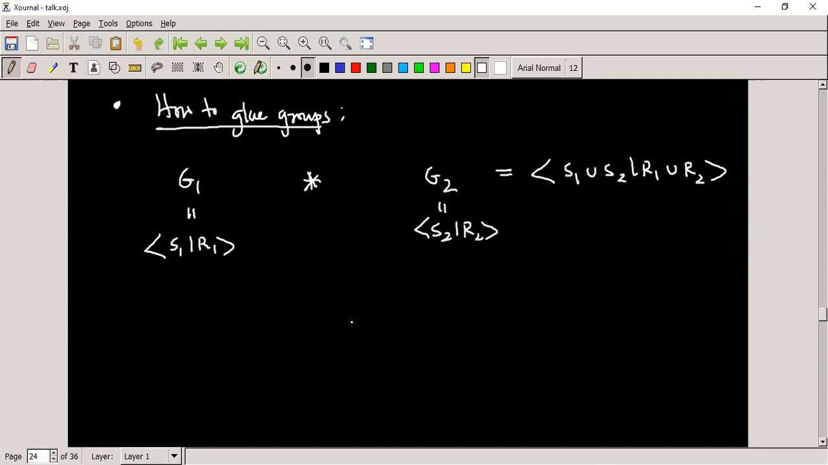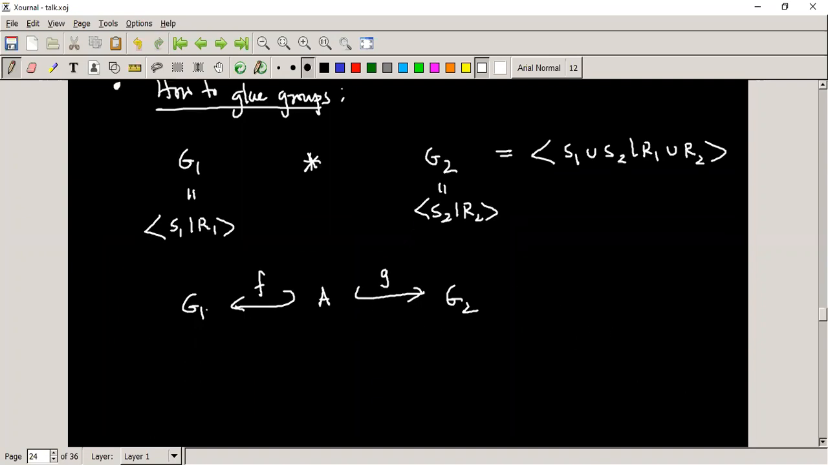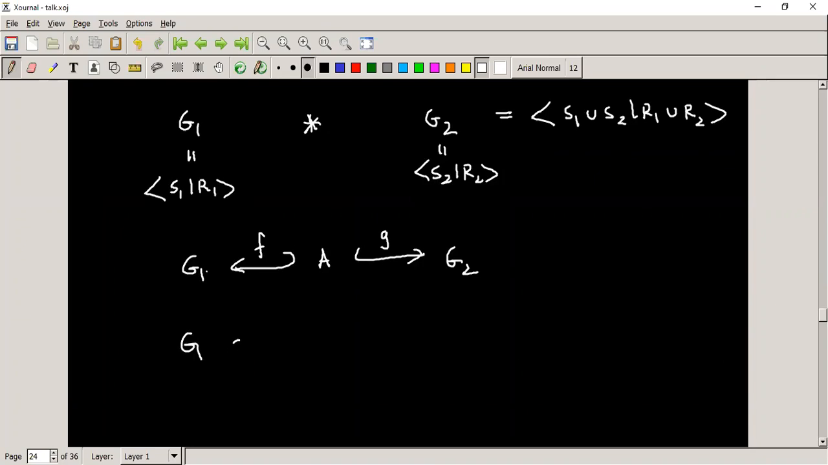I will introduce a notion of gluing two groups along a subgroup, the largest way you can glue two things. So suppose you have two groups, G1, G2, as before, and a group A which is a subgroup of G1 and G2, respectively. So in a sense, you have embeddings of A in G1 and G2, respectively. Fixing A and two embeddings, I will define the free product with amalgamation.